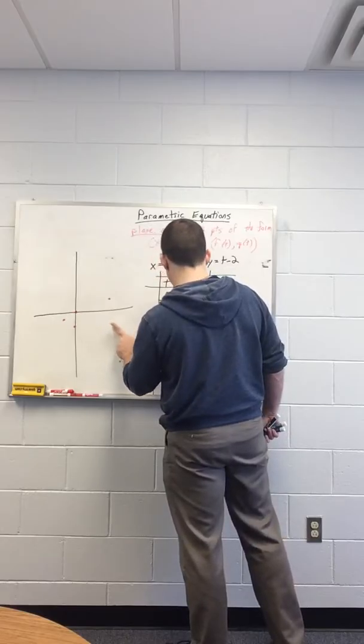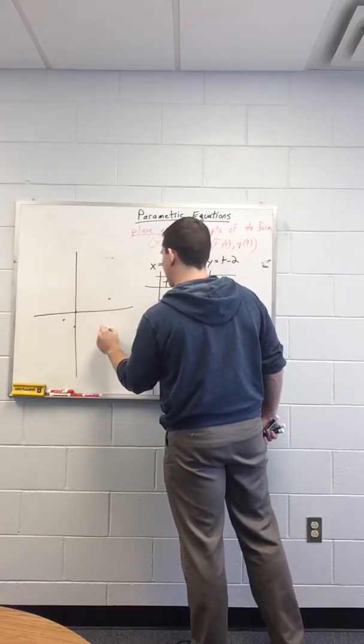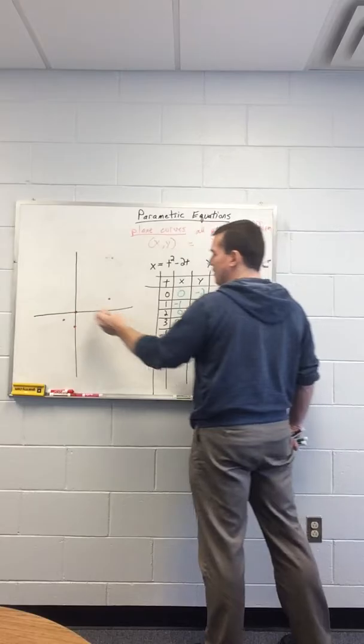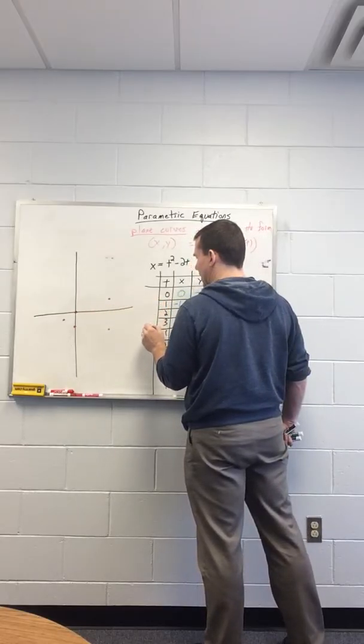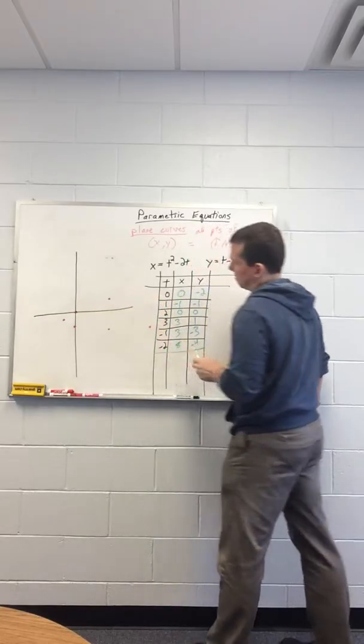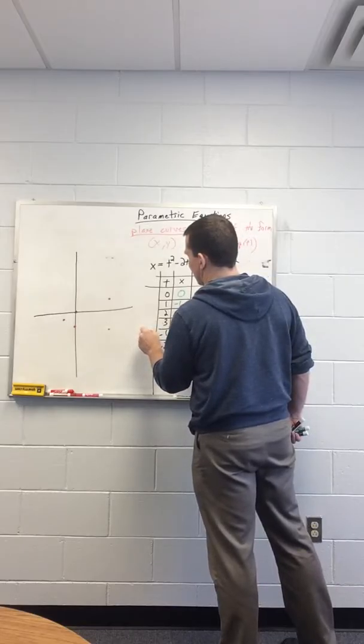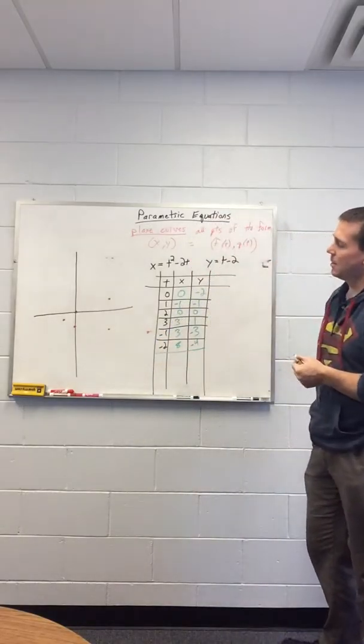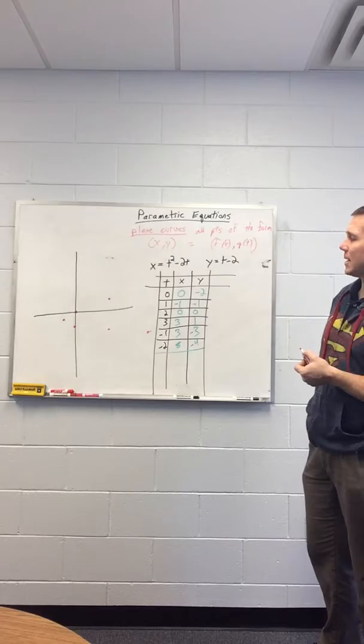3, -3, which would be right about there. Maybe 3, -3, maybe a little bit lower. And 8, -4. So at 8, I'm at -4, say down here. A little bit lower. And now what's going on?